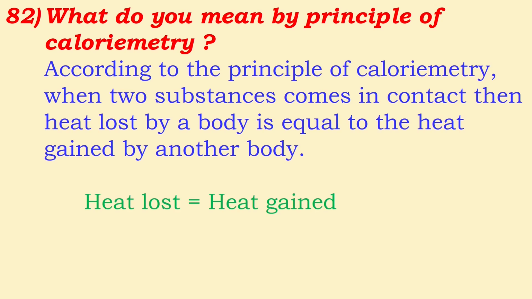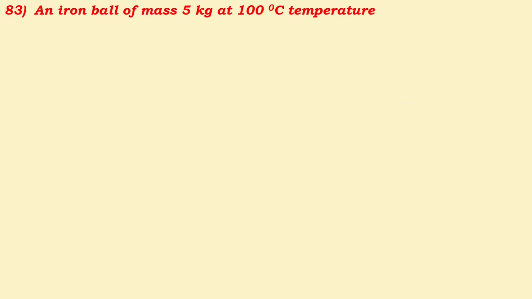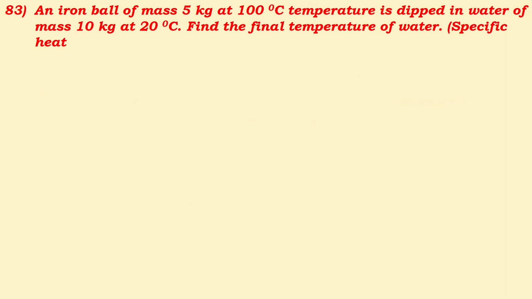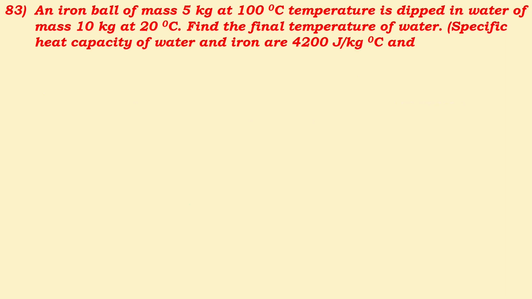Because there are some numerical problems in which we have to use the principle of calorimetry, and we are going to solve such a problem. An iron ball of mass 5 kg at 100 degrees Celsius is dipped in water of mass 10 kg at 20 degrees Celsius. Find the final temperature of the water. The specific capacities of water and iron are 4200 joule per kg degree Celsius and 470 joule per kg degree Celsius respectively. This information is also given.